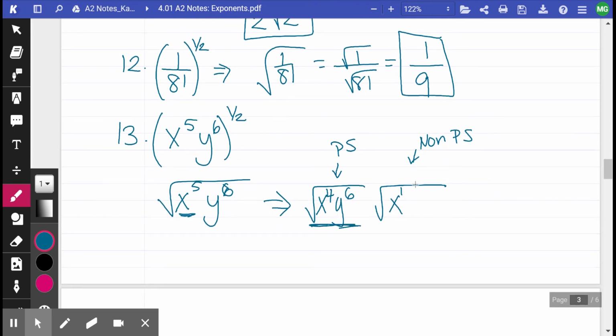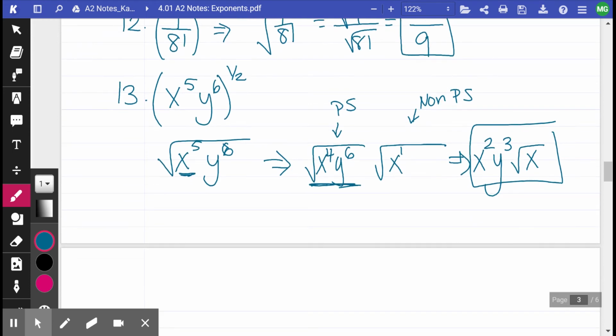And now I can take the square root of this first radical to get x to the 2nd, y to the 3rd. I'm just dividing them by 2 when I take the square root if they're exponents. And that would be my final answer.